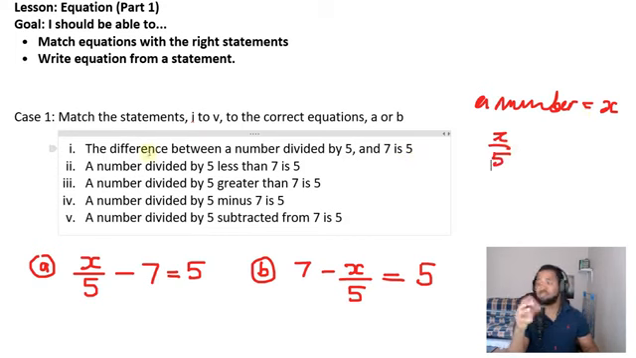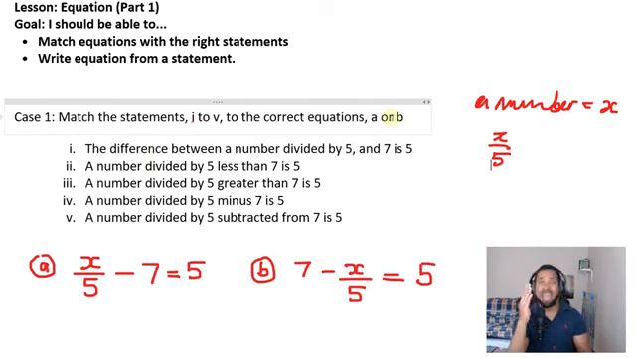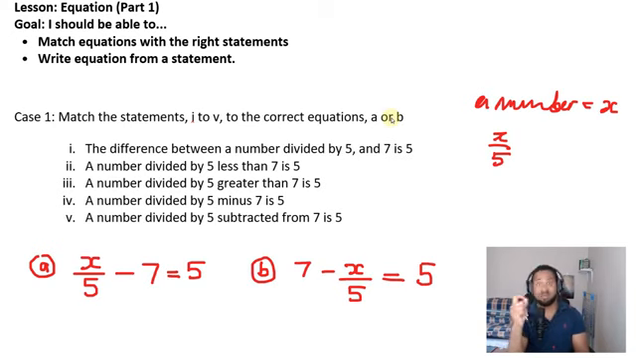So the difference means that you're subtracting 7 from x divided by 5, because x over 5 will give you a big number, whereas 7 will be taken away from it. So minus 7, and this is equal to 5. Looking at these options, statement 1 is linked to this equation, so our answer is I with A.